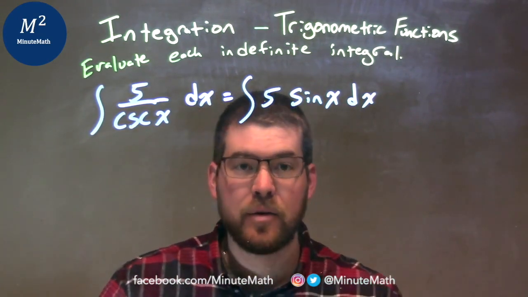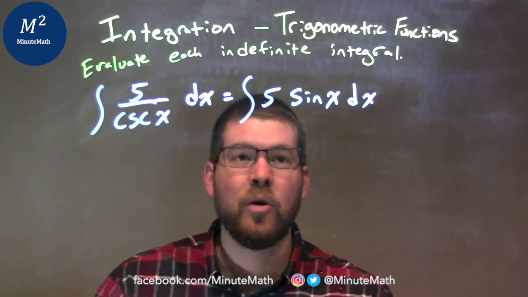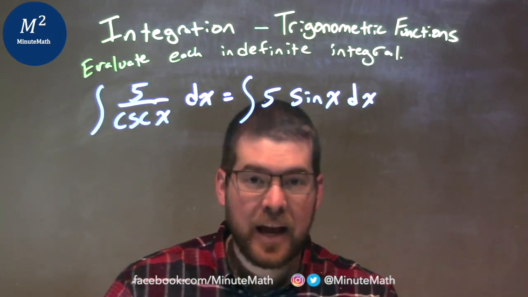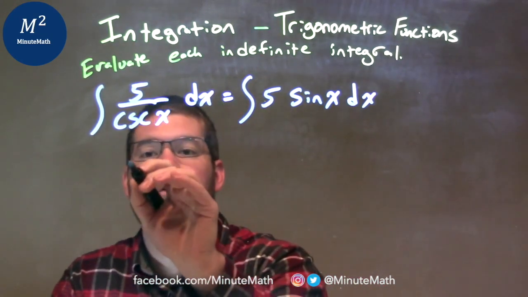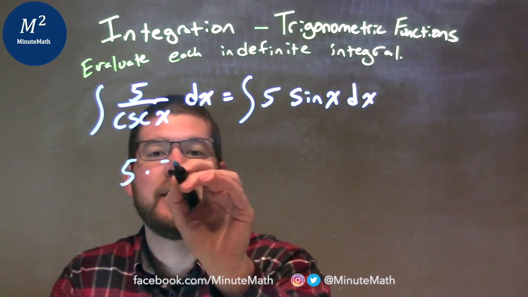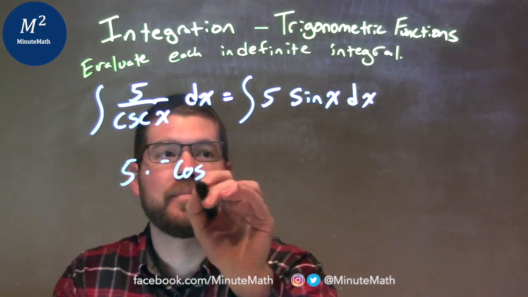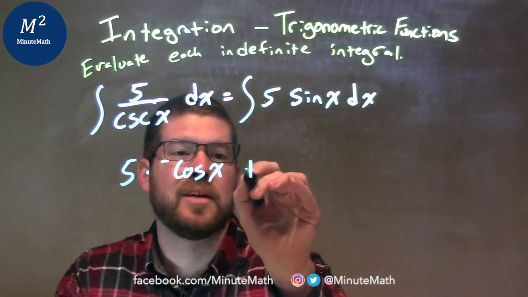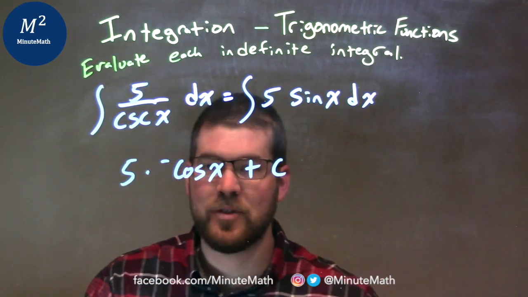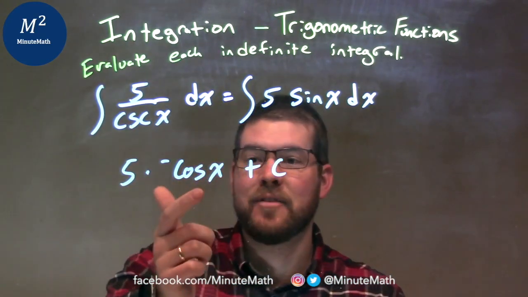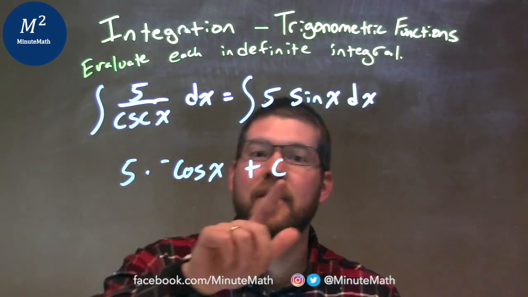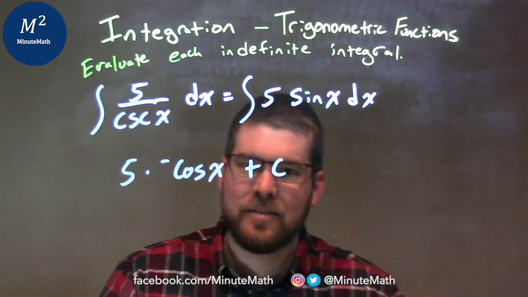Now from there, I can take the integral. Well, the integral of sine of x is a negative cosine of x, so we have 5, the constant, times a negative cosine plus c. Don't forget plus c right there. So the integral of sine of x is negative cosine of x, bring the constant out front, and then don't forget the plus c.